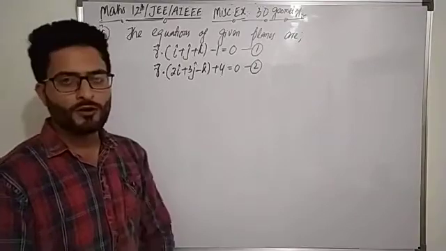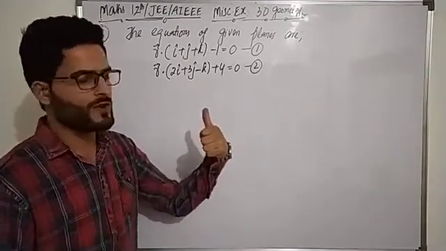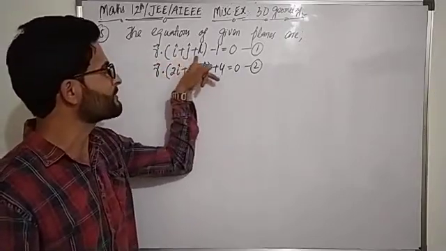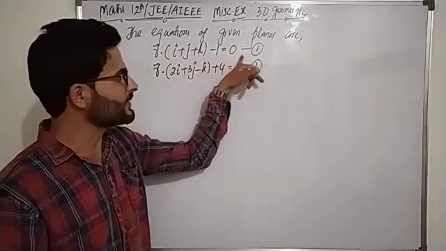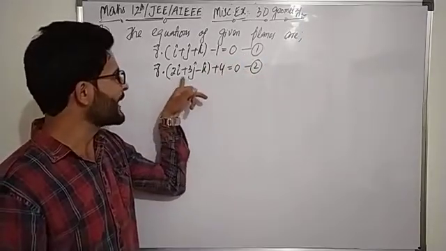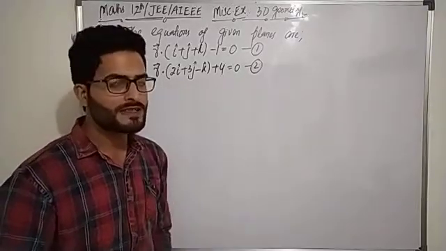This question is all about two given planes expressed in terms of their vector equations. The equation of the first plane is r vector dot (i plus j plus k) minus 1 is equal to 0. That's the equation of the first plane. And r dot (2i plus 3j minus k) plus 4 is equal to 0. That's the equation of the second plane.